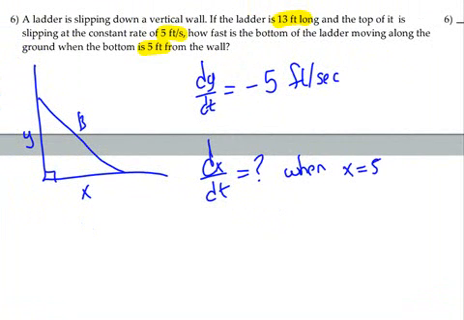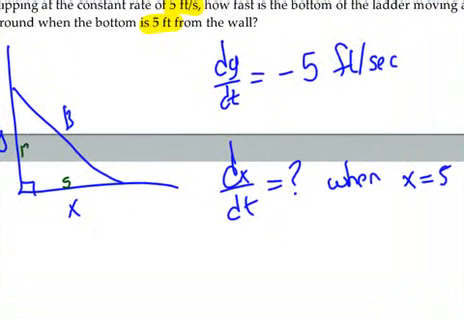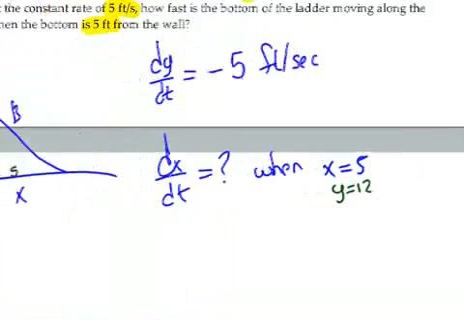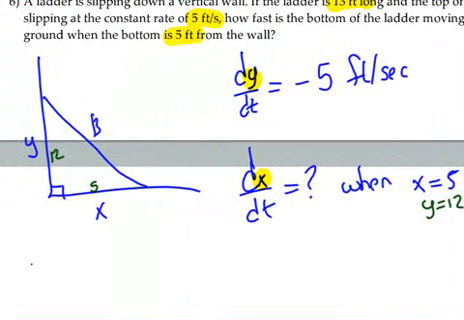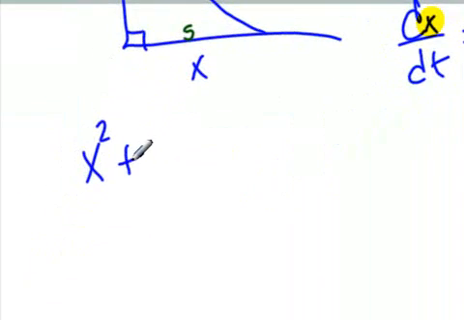Well, if we remember our right triangle trigonometry, when this is 5 and that's 13, y will be 12. So let's make a note that y is 12 at that instant. We need some formula or function that relates x and y for this situation. Well, we've got a right triangle, so Pythagoras ought to get the job done. x squared plus y squared would equal 13 squared.